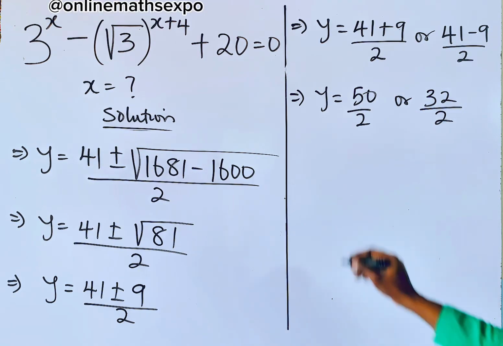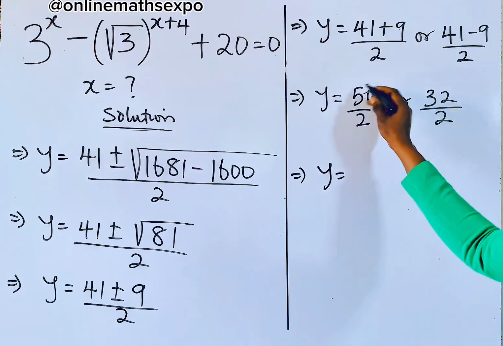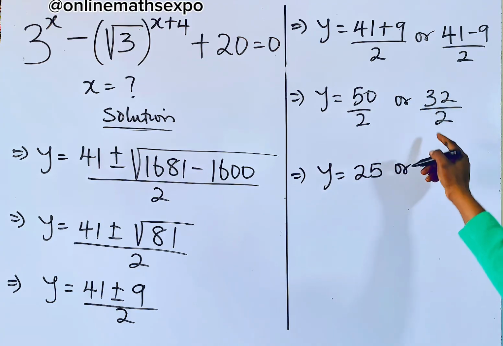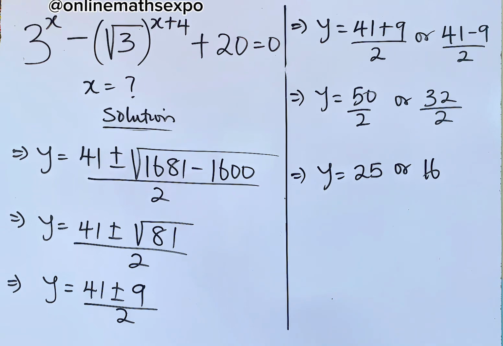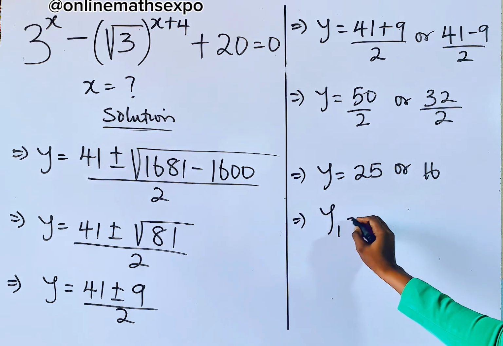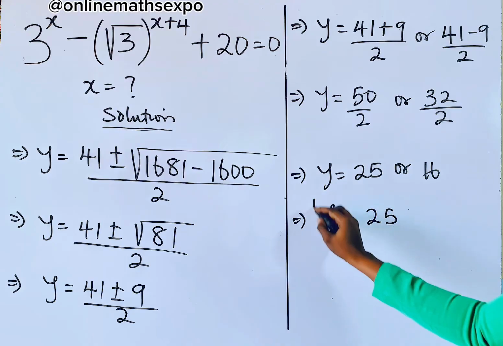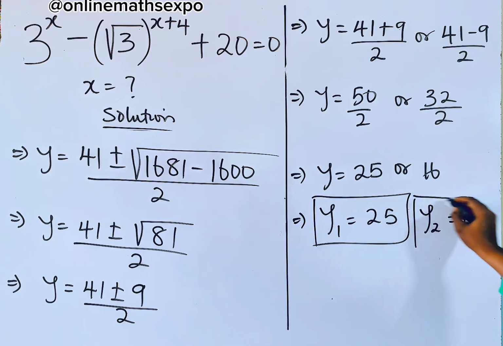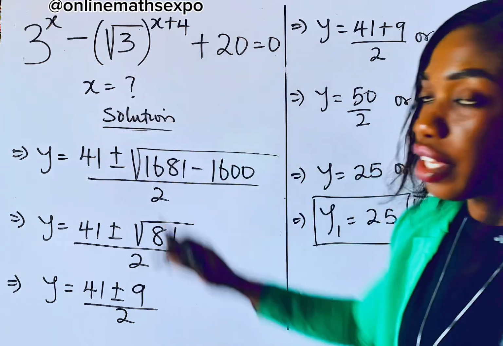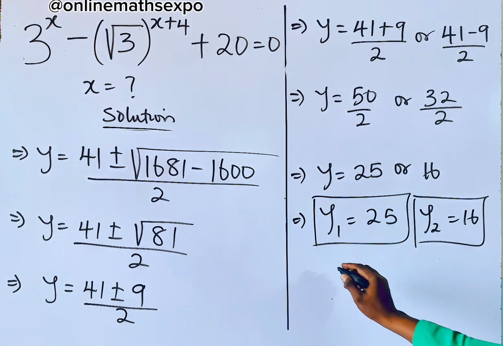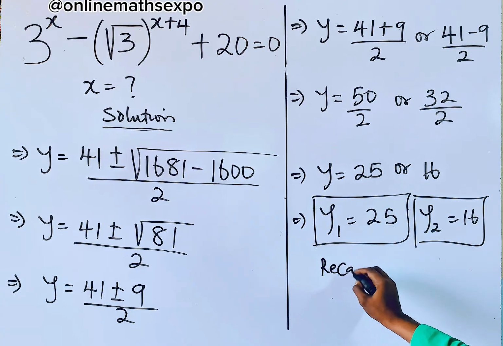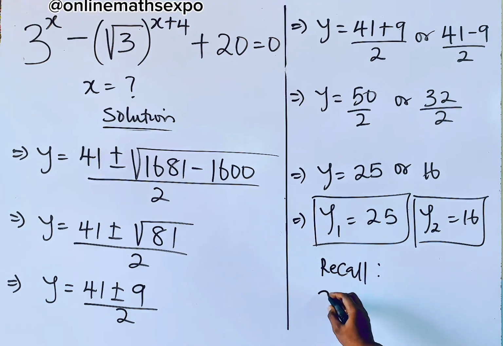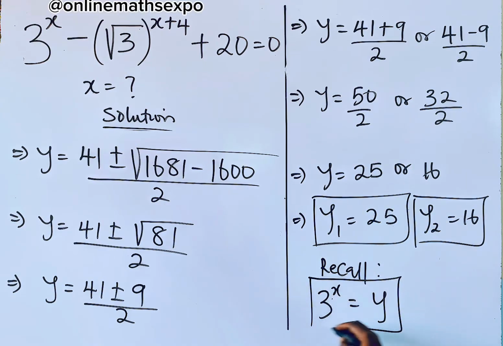So what do you do next? Divide this, you have 25, or divide this, it gives you 16. So the first value of y is 25, and the second value of y is 16. But remember, the question is not to find y, we are to get x. We have to recall that we said let 3 to the power of x be equal to y. So we are going to plug this value of y into this to get the values of x.